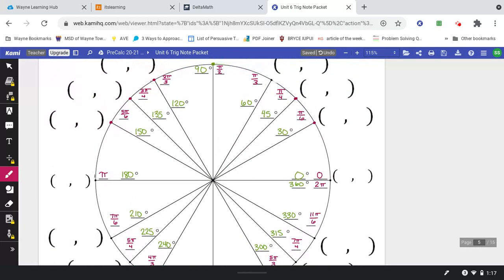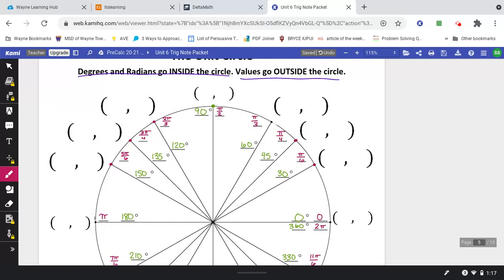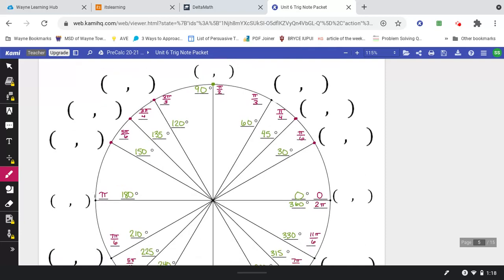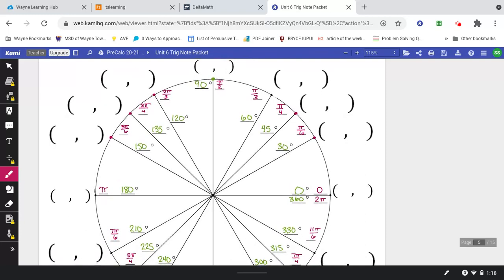So far we've taken care of the degrees in green and the radians in red. The next thing we're going to do is fill in the values on the outside of the circle. These are actually the sides of the triangles that are created. So we'll start off with your basic ones. We'll start off here on the right-hand side.